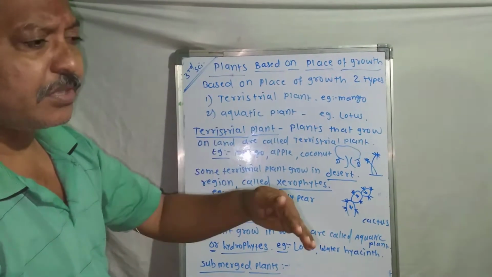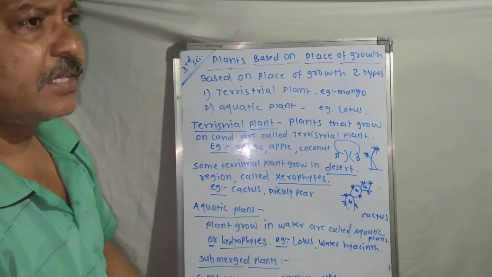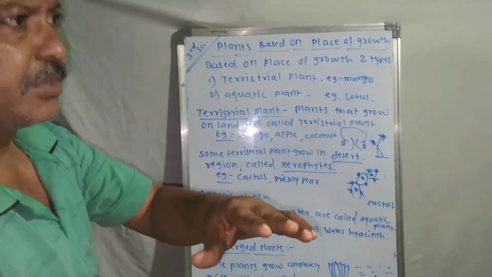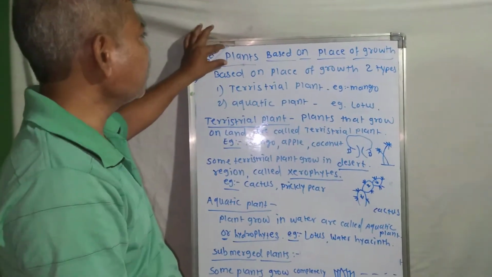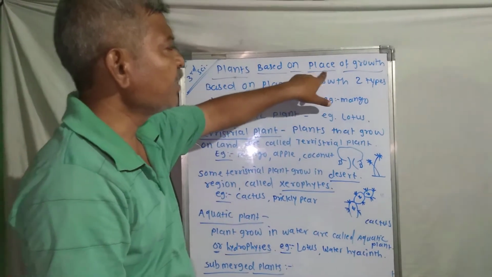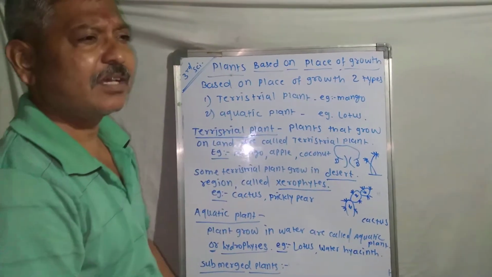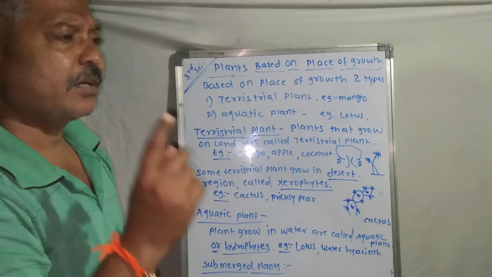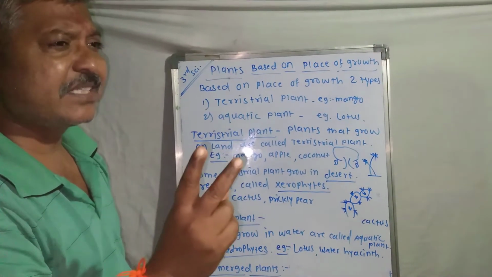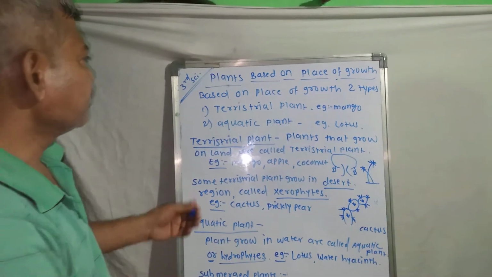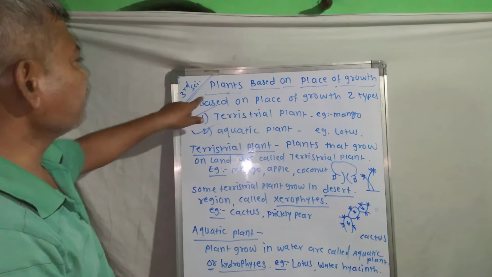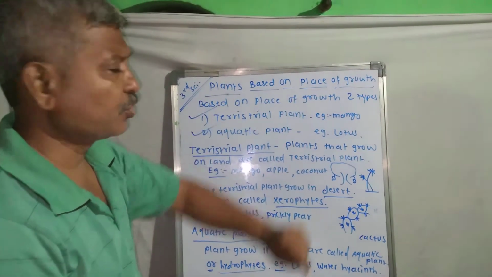Does it live in the water, or on the land, or in the desert, or in the hilly region? So on the basis of the place of growth, plants are divided into two parts. One is the aquatic plants and the second is the terrestrial plants. So these are the two types of plants based on the place of growth.